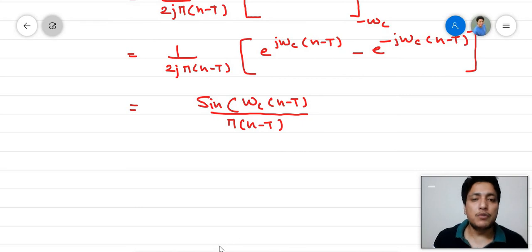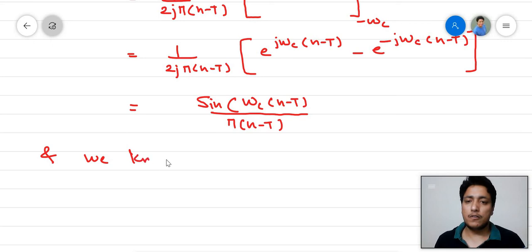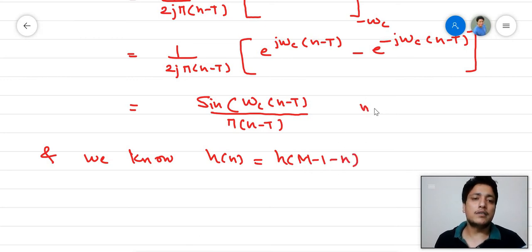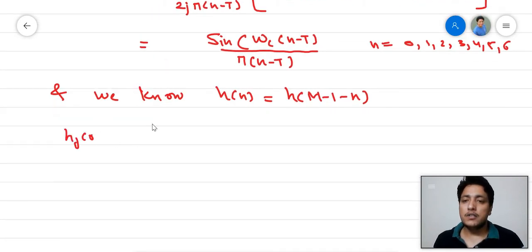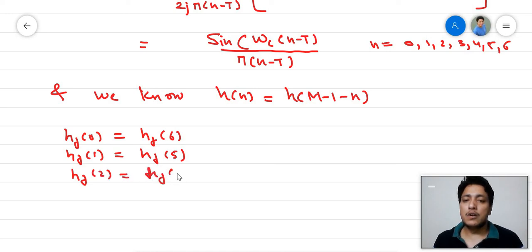Now for the given values, we know the window is defined from 0 to 7, so n will obviously vary from minus infinity to infinity, but we're interested in the values of n equal to 0 to 6, and we know h(n) is equal to h(M minus 1 minus n), defined for n equal to 0, 1, 2, 3, 4, 5, 6. So hd(0) will be equal to hd(6), hd(1) will be equal to hd(5), hd(2) will be equal to hd(4), and then hd(3) is alone.